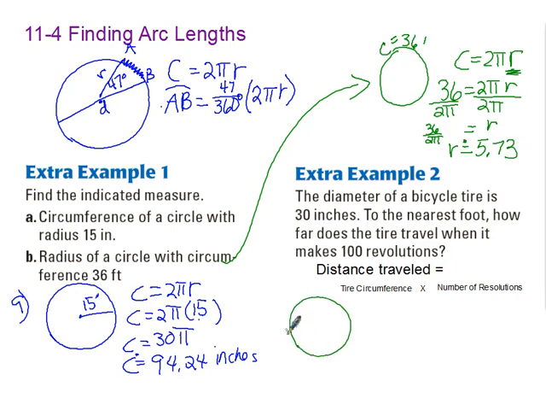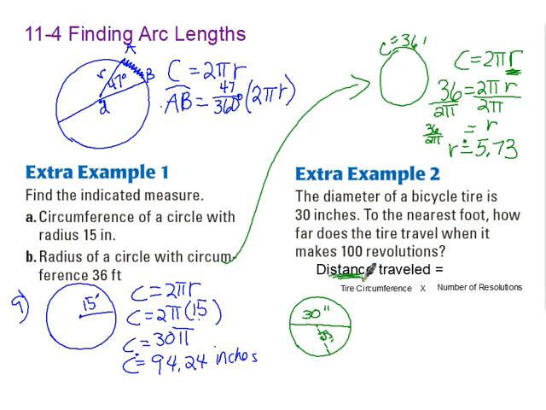Our extra example 2 says we have a diameter of a bicycle tire. So here's a bicycle tire, and the diameter is 30 inches. So right off the bat, we might want to think about what the radius is. So the radius would be 15 inches. So it says to the nearest foot, how far does the tire travel when it makes 100 revolutions?